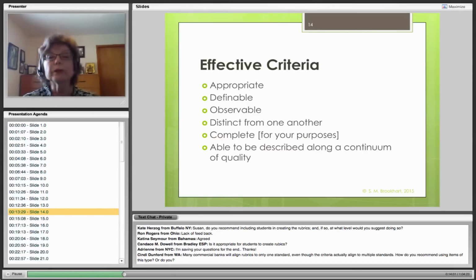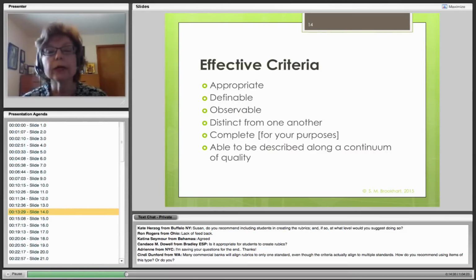The criteria need to be distinct from one another. There are some rubrics that suffer from the problem that if you're a 3 in one thing, you're a 3 in everything. And in that case, the fact that there are separate criteria doesn't help you. It's just a complication you don't need.